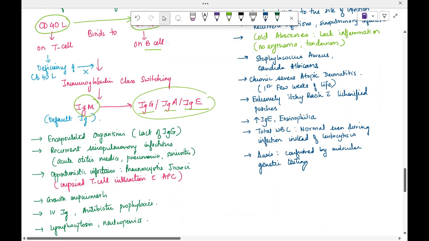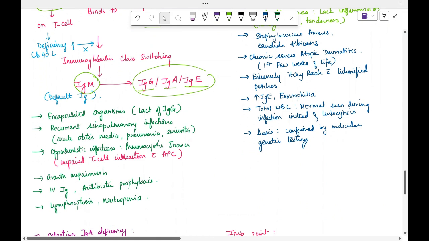Now which type of infections will this patient get? We have a deficiency of IgG, so we'll get infection with encapsulated organisms. We have a deficiency of IgA, so we'll get recurrent sinopulmonary infections like acute otitis media, pneumonia, sinusitis. Also, because of the deficiency of CD40 ligand, there is an impaired T cell interaction with the antigen presenting cell. That is why we get opportunistic infections like Pneumocystis jirovecii also. This is the characteristic feature by which you can differentiate it from Bruton agammaglobulinemia, that is, here we will have infection with Pneumocystis jirovecii also.